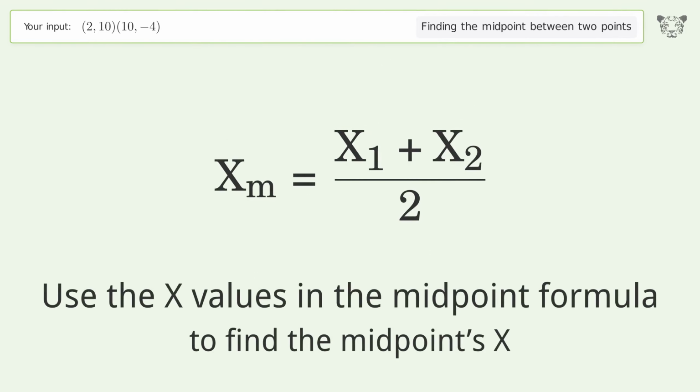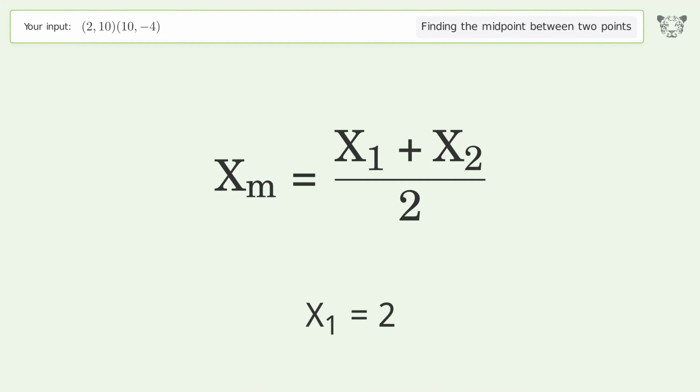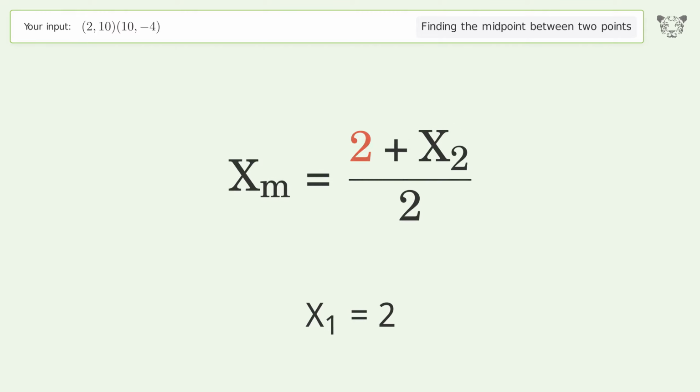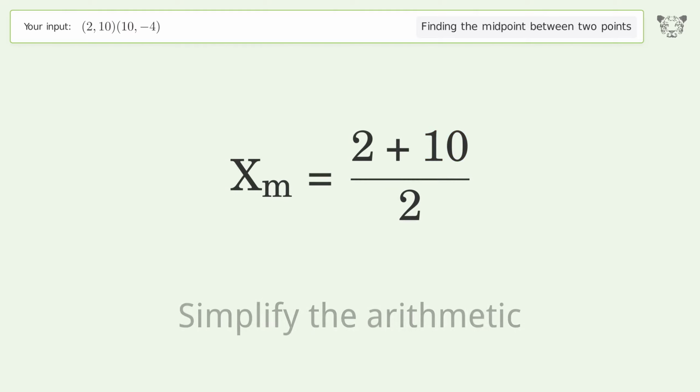Use the x values in the midpoint formula to find the midpoint's x. x1 equals 2. x2 equals 10. Simplify the arithmetic.